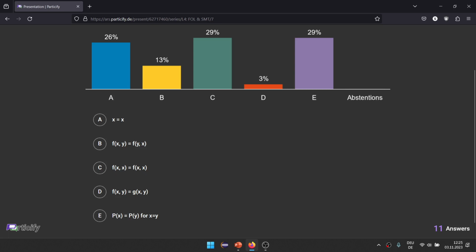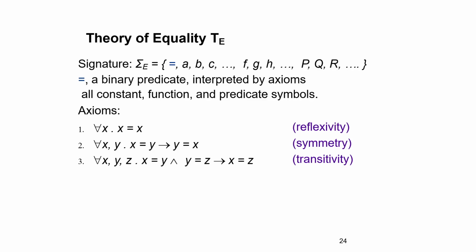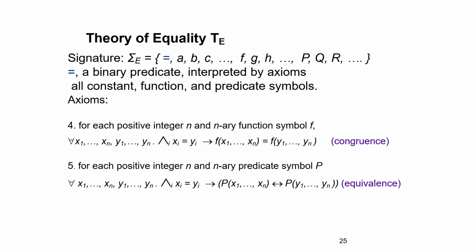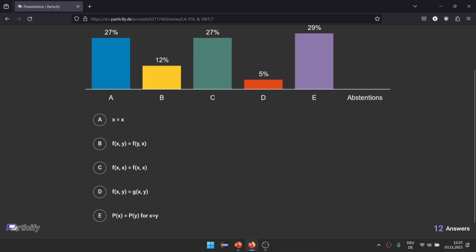What about this one? f of x, x equals f of x, x. And which axiom tells us? The congruence, because that congruence says if we call it on variables which have the same value, well, here we even have the same name, right? But still, it's the congruence axiom which tells us, yeah, this one is true. What about this one?